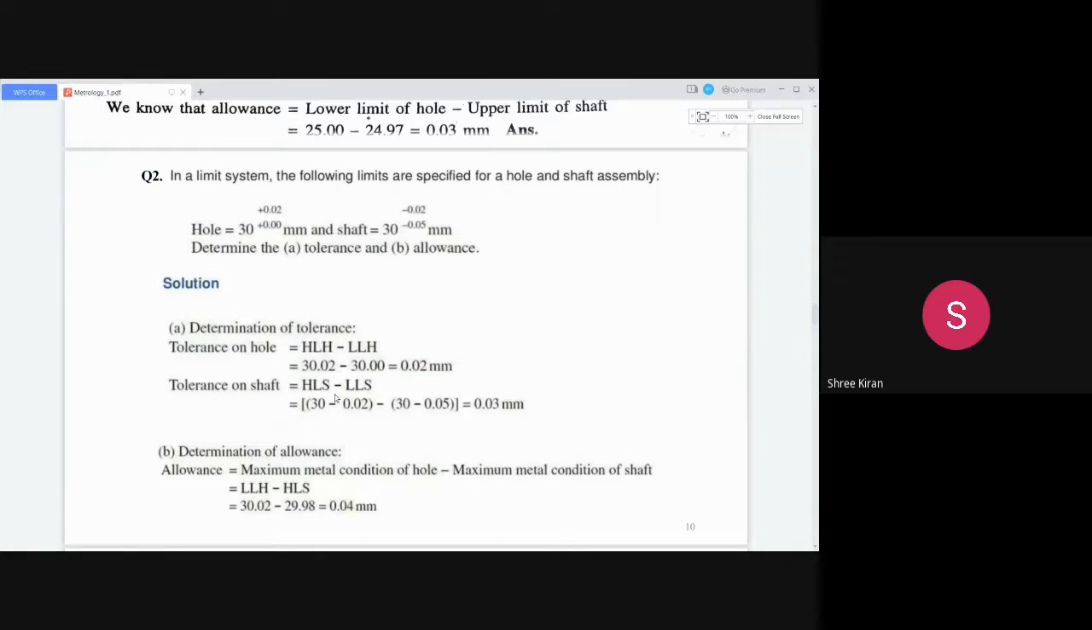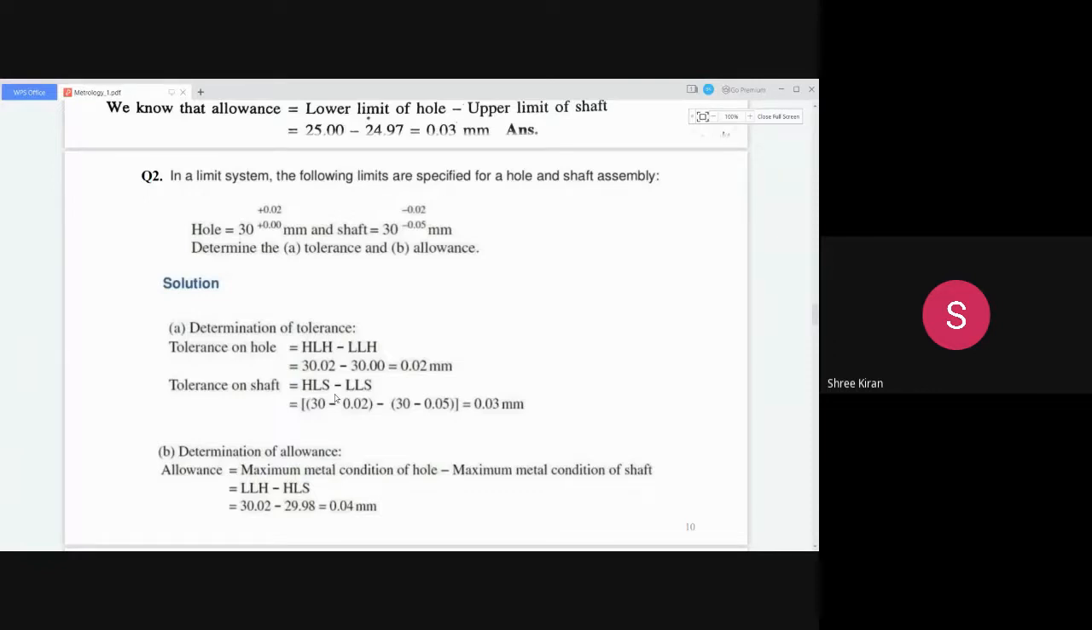Now in the determination of tolerance, the tolerance of hole is HLH minus LLH, where HLH is 30.02, it's given. So that is 30.02 minus 30, which is equal to 0.02. Then the tolerance of shaft is again HLS minus LLS. Here HLS is 30 minus 0.02 and LLS is 30 minus 0.05, which means 0.03 mm. So these are the tolerance values for the hole and the shaft.